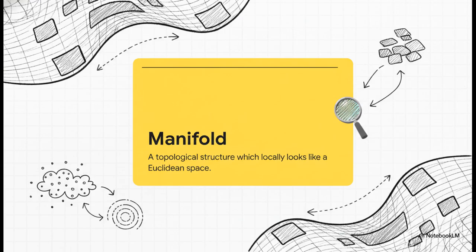Now I know, that sounds super technical, maybe a little intimidating, but trust me, the core idea is actually really intuitive. A manifold is just a space that, even if it's wildly curved when you look at the whole thing, appears perfectly flat when you zoom way in on any single point.